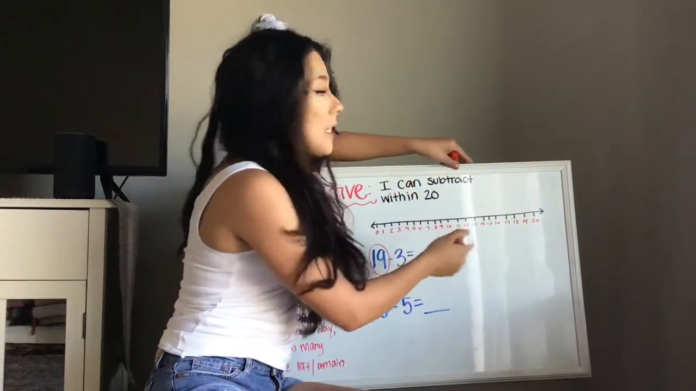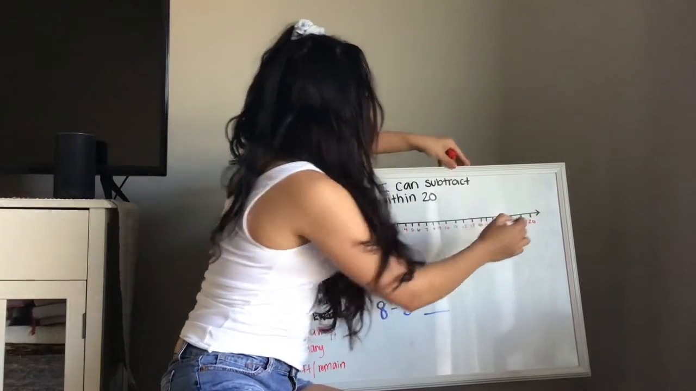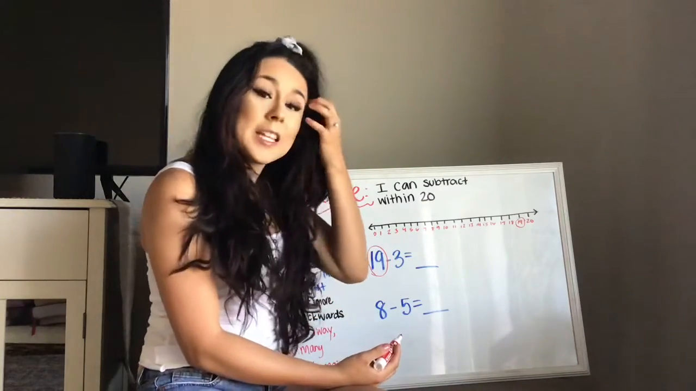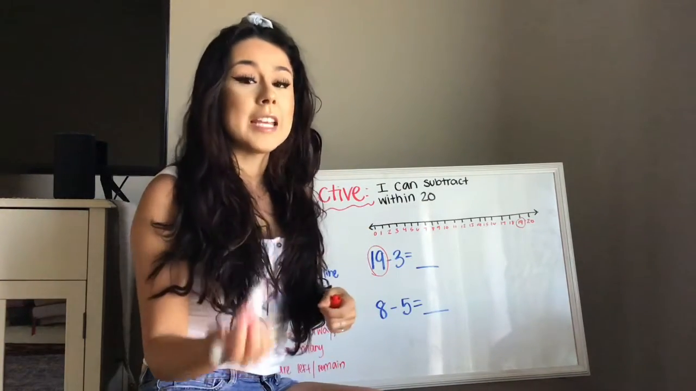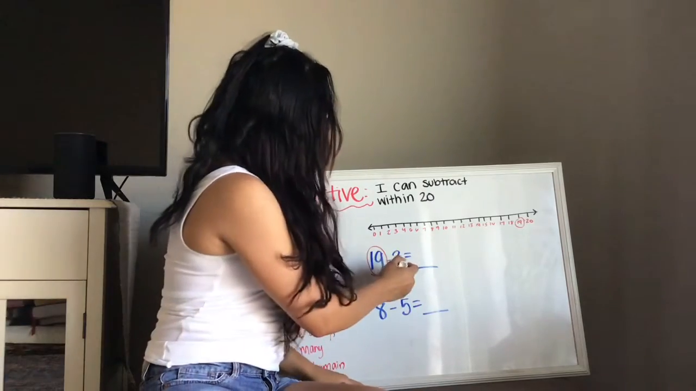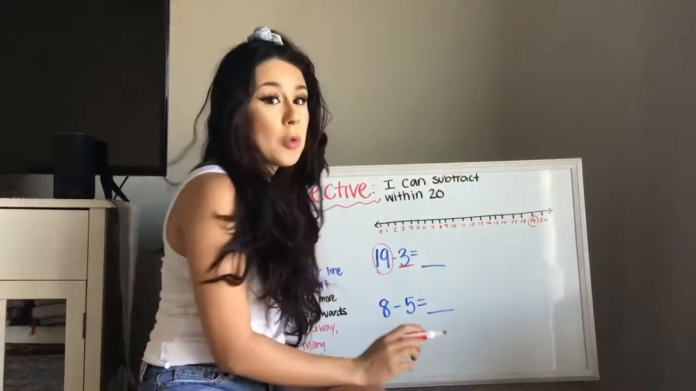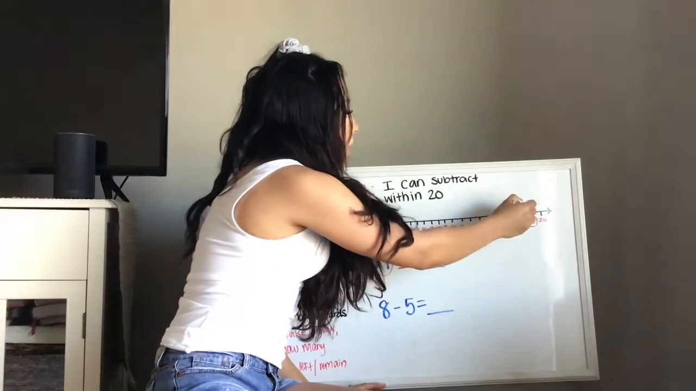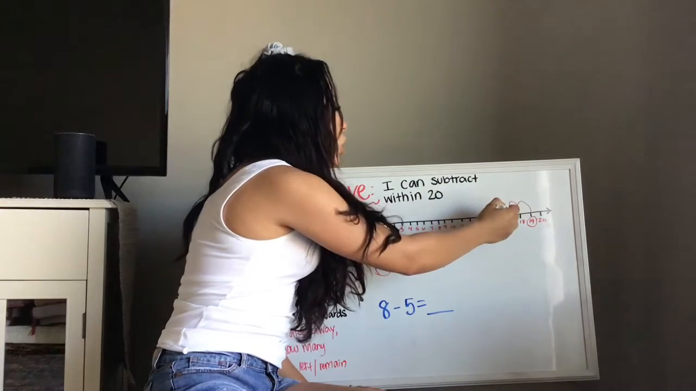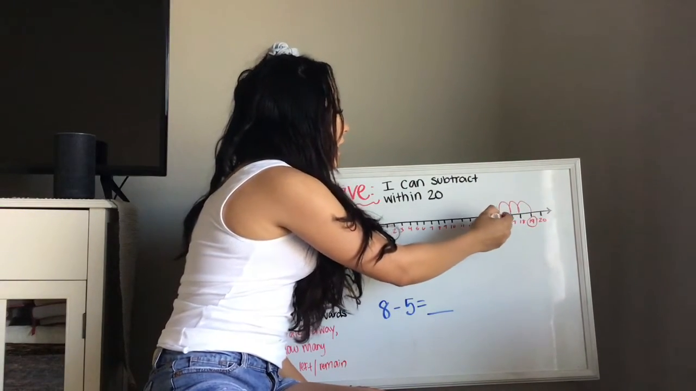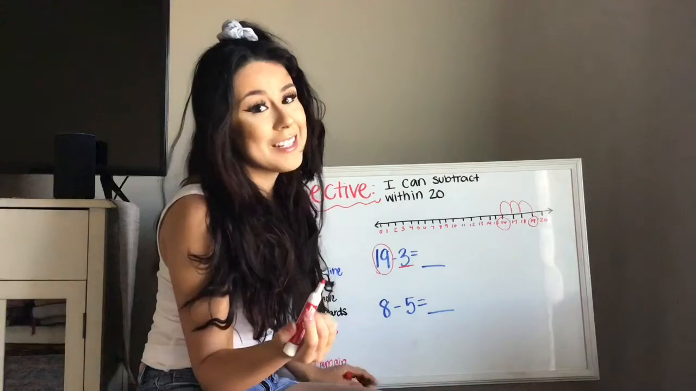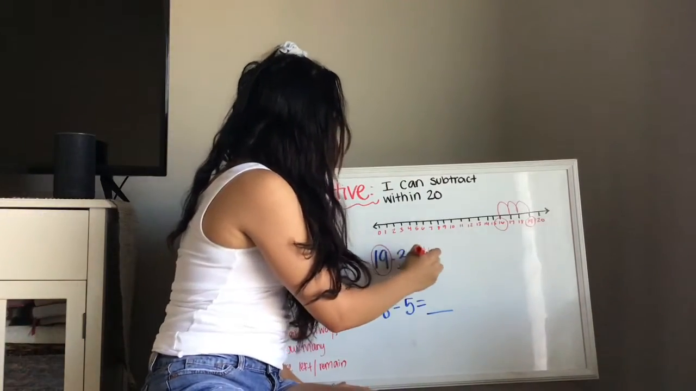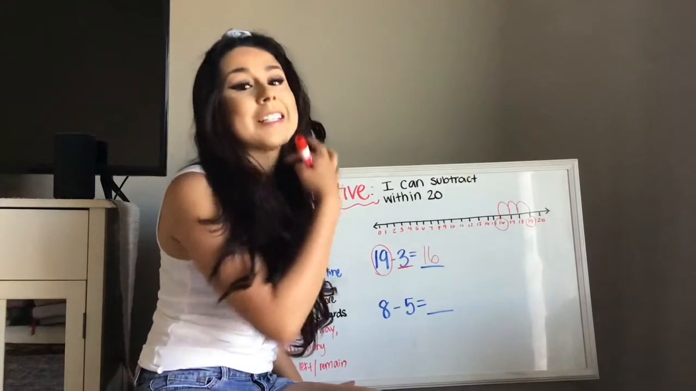I know my number line's teeny tiny, but I am going to circle 19. And then the second number, after the subtraction sign, the minus sign, tells us how many we're going to take away, how many we're going backwards. So we're going to go backwards 3. I'm going to move 3 hops backwards. Go ahead and count with me. 1, 2, 3. I know it's super teeny tiny and you probably can't see, but I did land on 16. So 19 minus 3 equals 16.